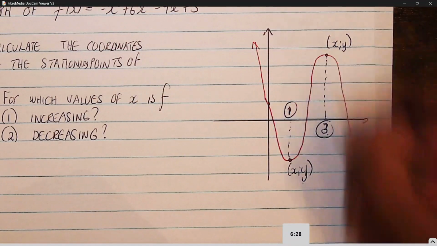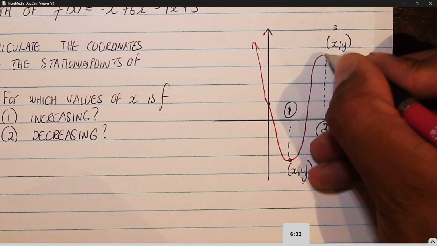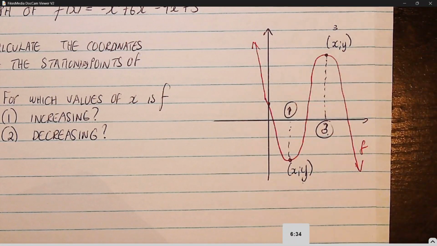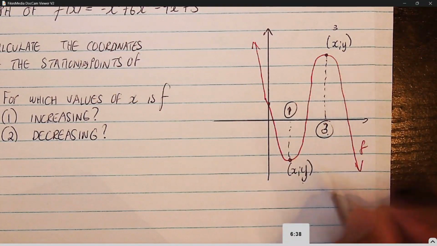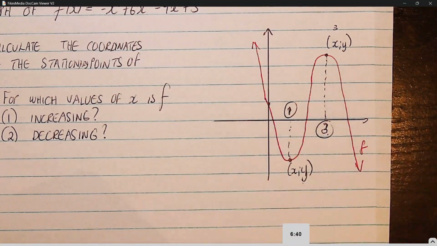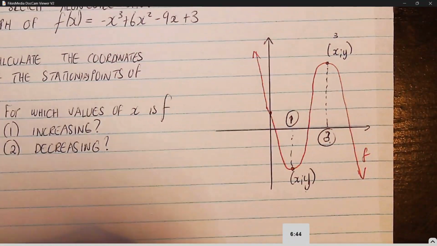So now we know that if x is equal to 3, we just have to substitute 3 into the function to find the position of y. And also we have to substitute 1 into the function in order to find the y value, right? So now if you can check, this is what we have.